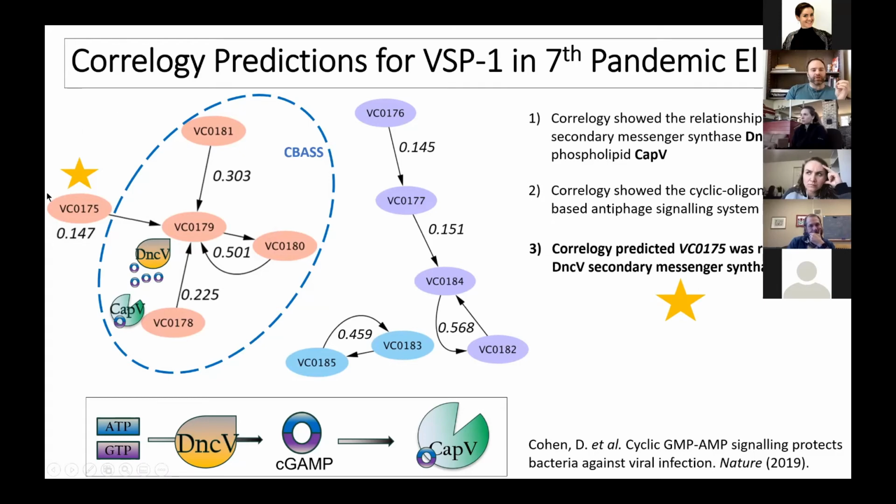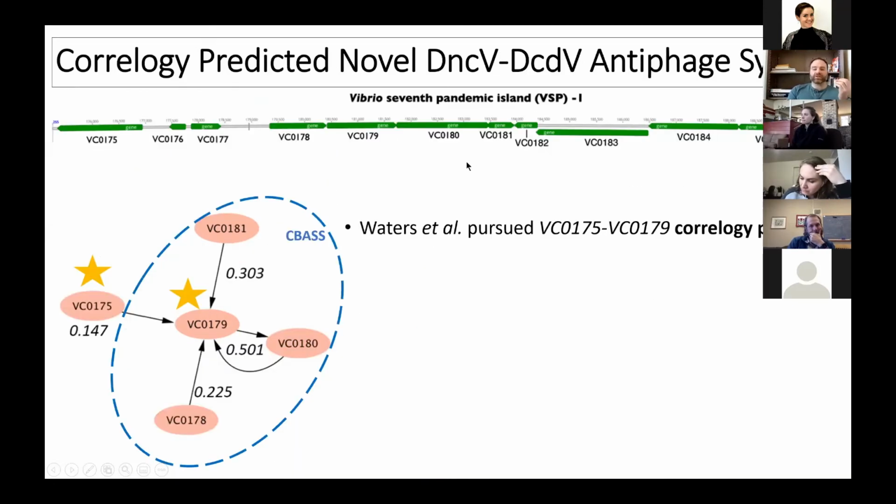But the third discovery that Correlogy made is the relationship between gene 175 and 179. And remember that the product of 179 creates a secondary messenger chemical. So when I relayed this to the Waters team, the thought was that 175 might be a protein that's activated by the secondary messenger molecule. So the Waters team ran down this Correlogy prediction of the relationship between 175 and 179.